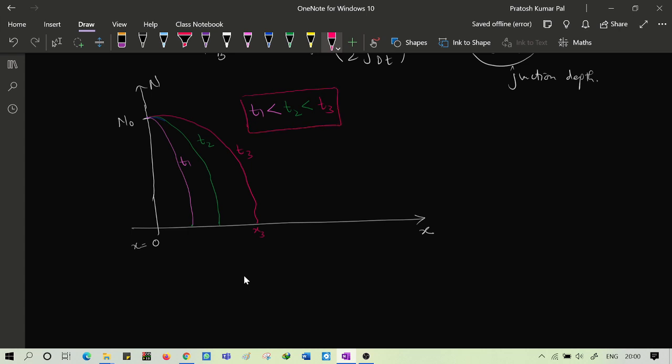From this graph we can see that if the diffusion is allowed for a higher time, then the diffusion depth will increase. Initially the diffusion depth was x1, and then it was x2 and x3. If we allow a higher time period, then the diffusion depth will be higher.